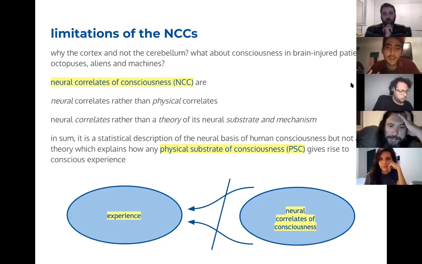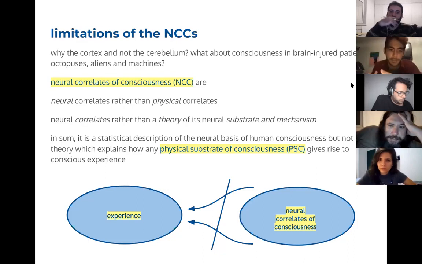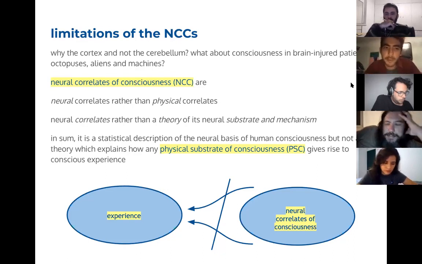And it's also a descriptive account of differences between basically healthy adult brains, in which you already know that consciousness is there. So you have no way to extrapolate to non-neural substrates, nor to explain why exactly those regions are relevant for consciousness.